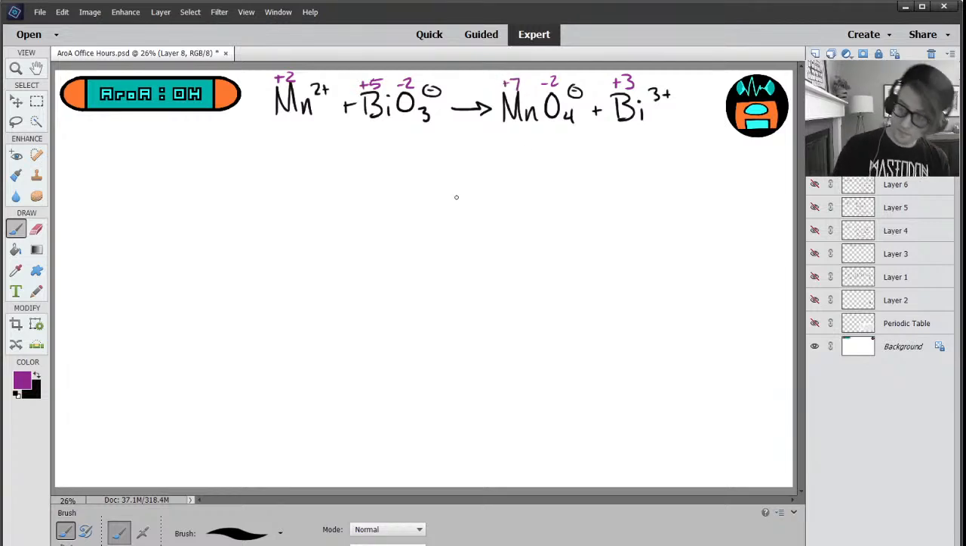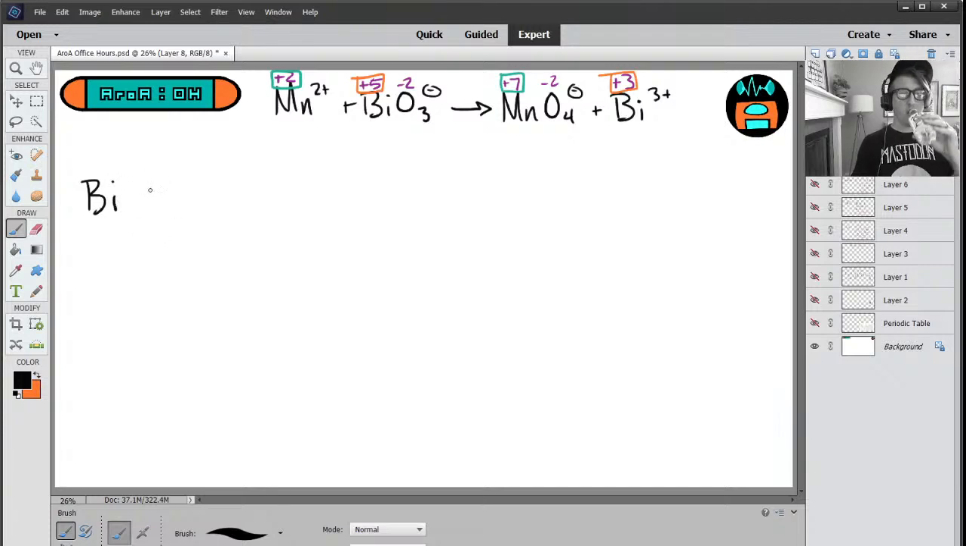All right, now we've assigned all our oxidation states. To determine the oxidizing agent and reducing agent, we need to identify which elements have changing oxidation states. Because remember, in a redox reaction, someone is gaining electrons, someone is losing electrons. Gaining electrons is reduction, losing electrons is oxidation. The elements that have changing oxidation states are participating in the redox reaction. You'll notice that manganese goes from a +2 to a +7. That's a change. Bismuth goes from +5 to +3. That is another change.